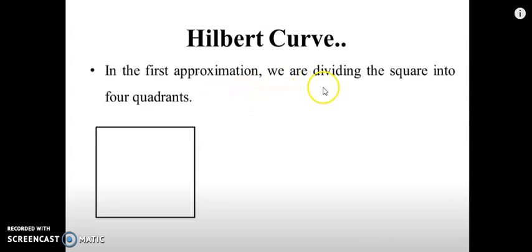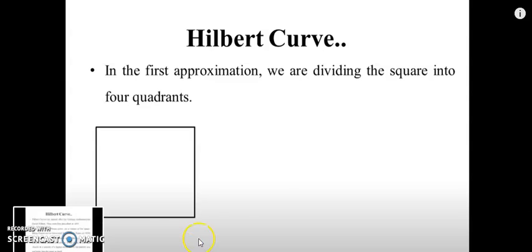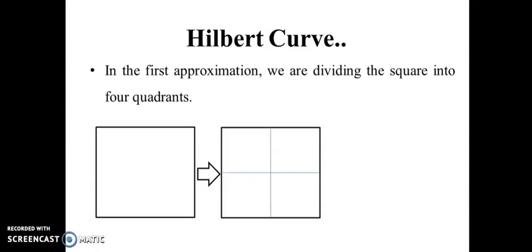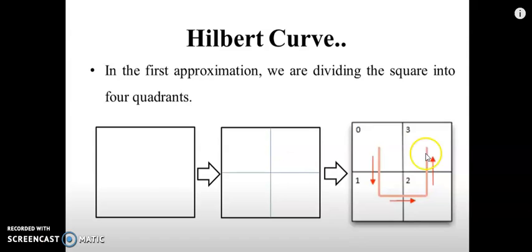In the first approximation of Hilbert curve generation, we divide the square into 4 quadrants. Consider this is a square. Then in the first approximation, we divide it into 4 quadrants, and then we join the center of every square. That's all about the first approximation: a square divided into 4 parts, with the centers of each part joined.